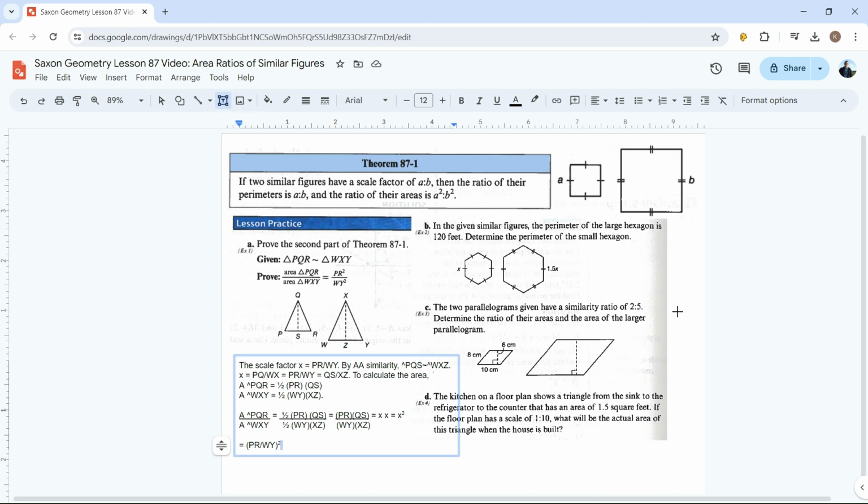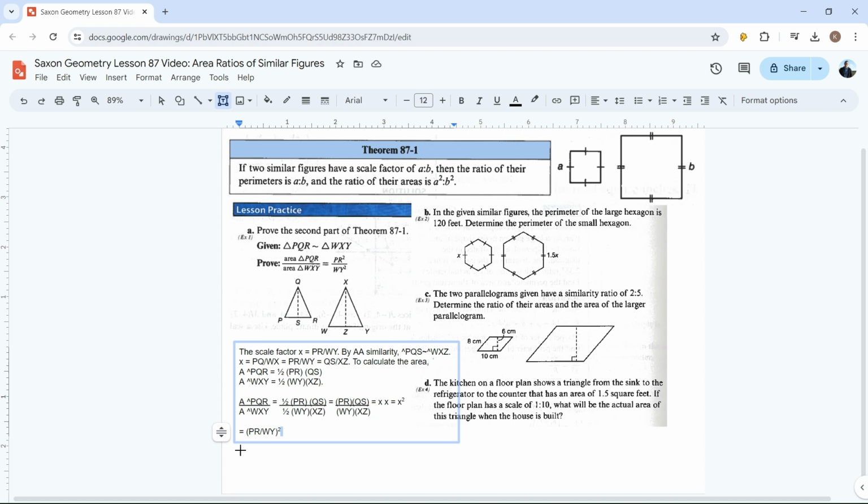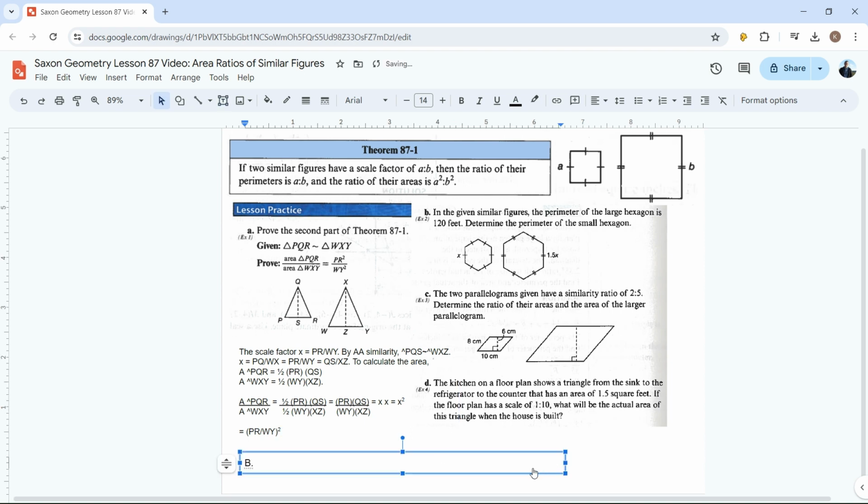So in order to work this one out, this is going to be letter B. Let's put this one over here. In letter B, I have a scale factor of 1.5x over x. It's 1.5x in the large hexagon to x in the small hexagon. And let me just make sure. So this side, 1.5 to 1, is going to equal 120 feet, which is the perimeter of the large hexagon, to y, which will say the perimeter of the small hexagon is going to be some value y.